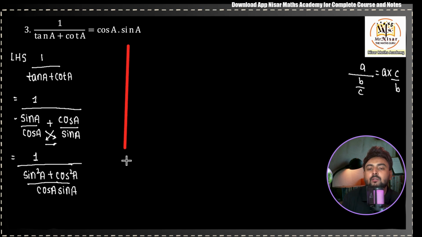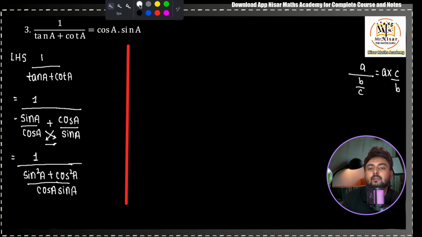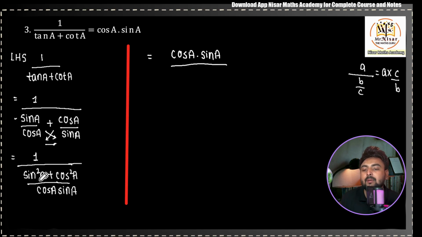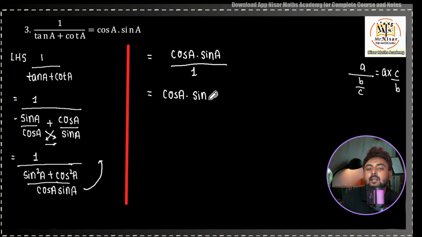I'll just make a line over here. So in the next step it's going to become, this becomes reciprocal. So it will be cos a into sine a upon, now you tell me what happens, sine square a plus cos square a, it becomes what? 1. Okay, so this becomes reciprocal. So cos a into sine a into 1, it will be cos a sine a upon sine square a plus cos square a, which is going to become 1. And I hope it's clear to you. We have to prove this only, cos a into sine a, which is equal to RHS. It was a very simple question. Let's go ahead for the next question.